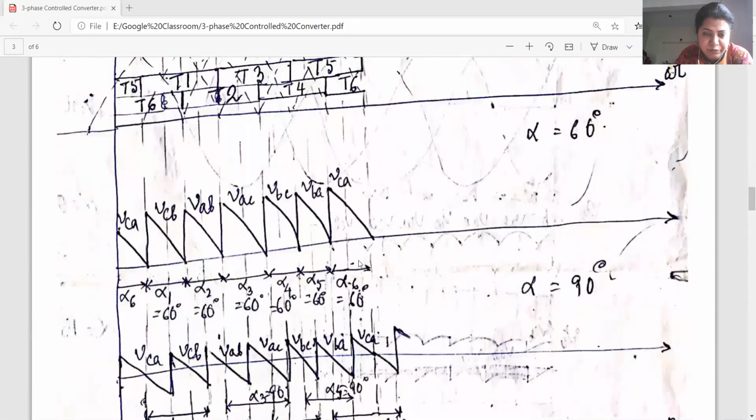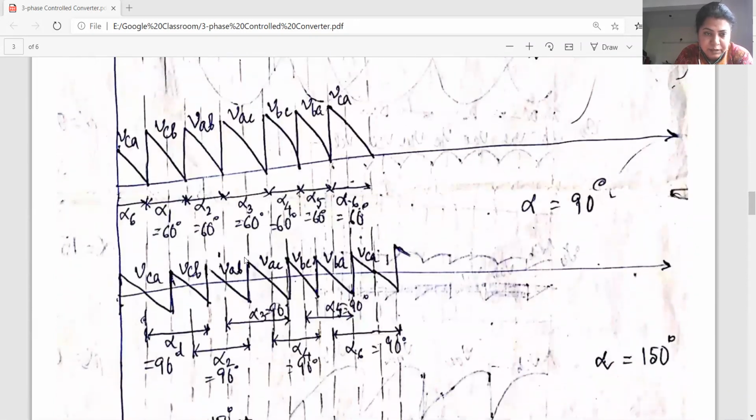So for this type of load, we will get the negative portion also. And for alpha less than 90 degree, the control converter will operate in the rectifying mode as a rectifier, and for alpha equal to 90 degree, the output average voltage will be equal to 0, and for alpha greater than 90 degree, it will operate in the inversion mode. So this is alpha equal to 90 degree.